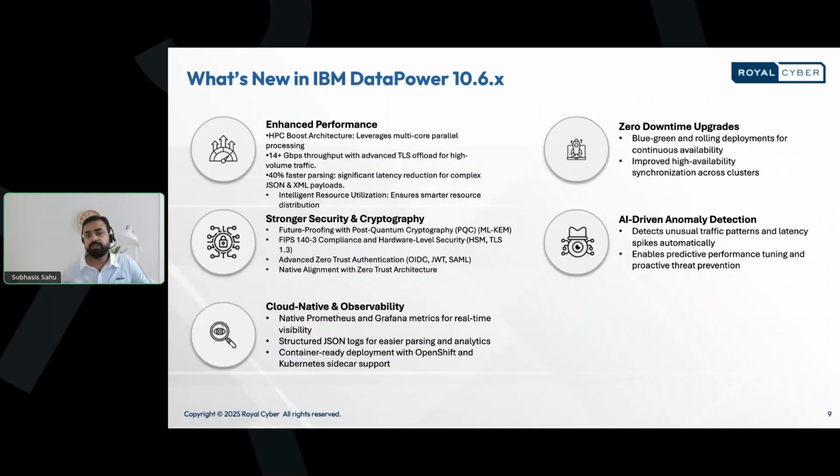Traditionally, it used to be only a physical version, later VMware. Right now, it is also available as a Docker image, which you can run as a microservice. Very lightweight and easily compatible with any of your cloud offerings. So zero downtime upgrades, the blue-green upgrade or the rolling deployment, provide almost zero downtime.